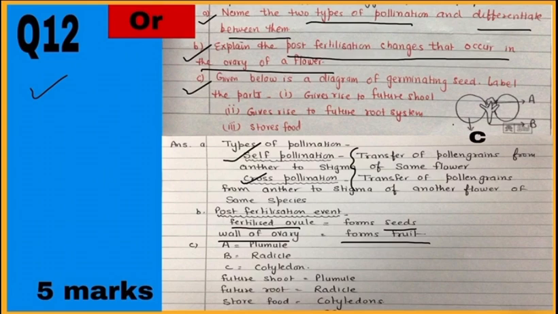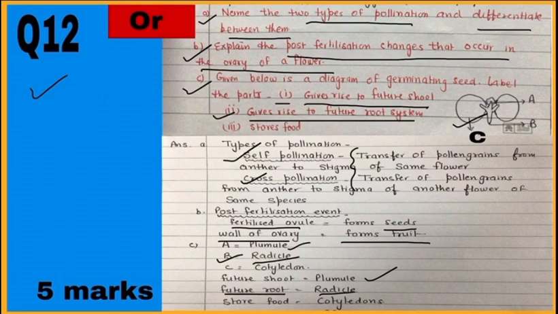Given below is a diagram of germinating seed. Label the parts. Number 1. Gives rise to future shoot. A. Plumule gives rise to future shoot. Part 2. Gives rise to future root system. B. Radicle. Radicle forms the future root. Third part. Stores food. C. Cotyledons store the food.